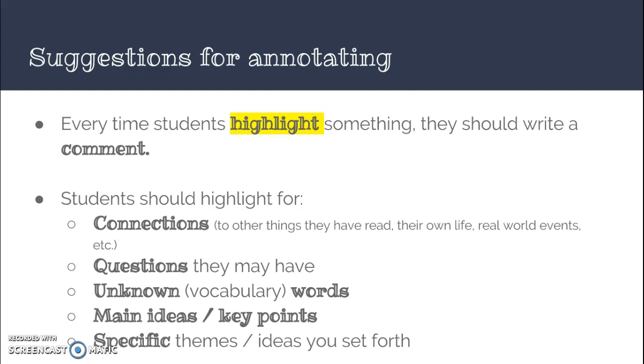Ideas for what to have students annotate for include connections they may have, questions that come up as they are reading, unknown or content-specific vocabulary words, main ideas and key themes, and any specific ideas or look-fors that you set for them.